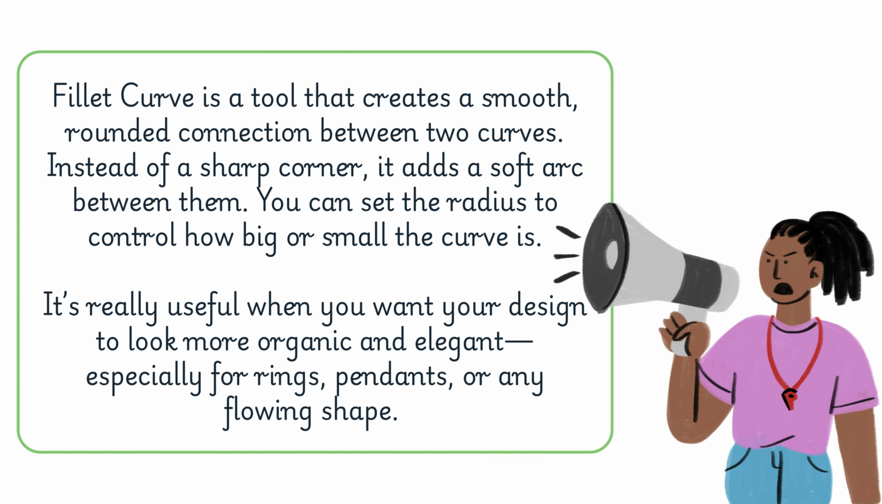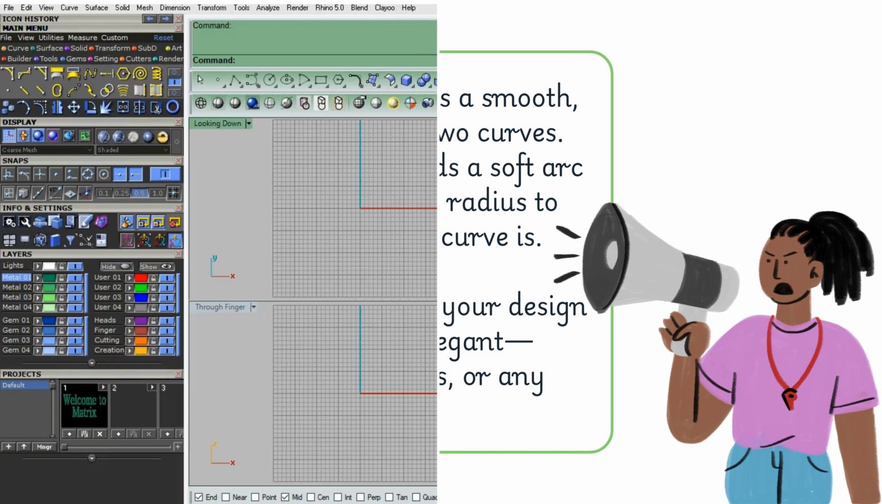Fillet is a tool that creates a smooth, rounded connection between two curves. Instead of a sharp corner, it adds a soft arc between them. You can set the radius to control how big or small the curve is. It's really useful when you want your design to look more organic and elegant, especially for rings, pendants, or any flowing shape.